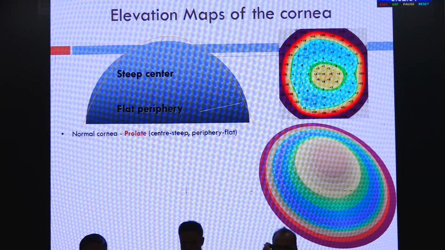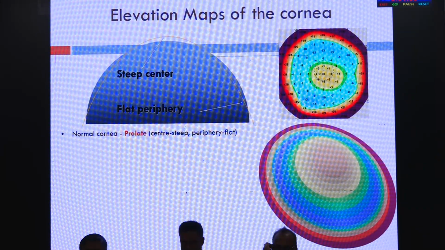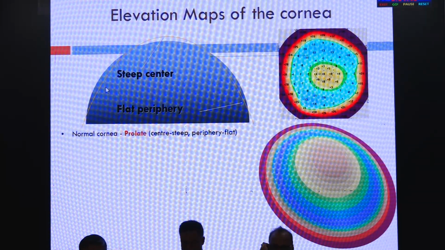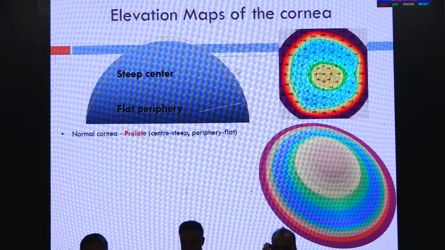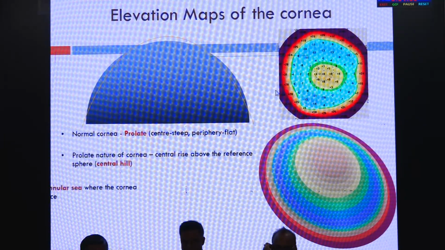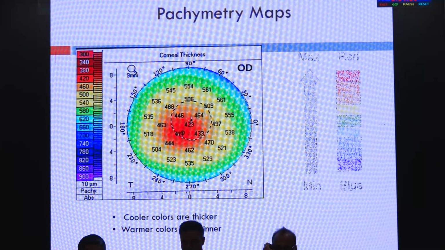In normal corneas, as I told you, it is prolate, so central steep. What you can see, this yellow line is the patient's corneal contour. It is going above your reference sphere, which will reflect as yellow or red in your color map. In the mid periphery, it is dipping below your reference sphere, hence the cooler colors, blue. In the periphery, again, it is going above your reference sphere, hence the hotter colors, yellow and red. So that is how the color coding of the maps is done.